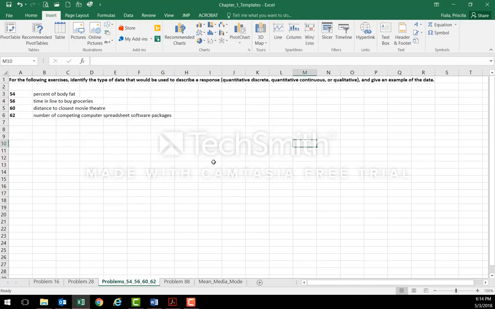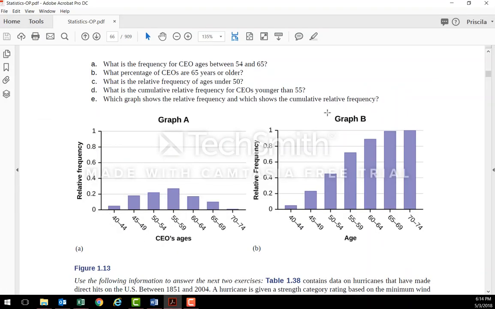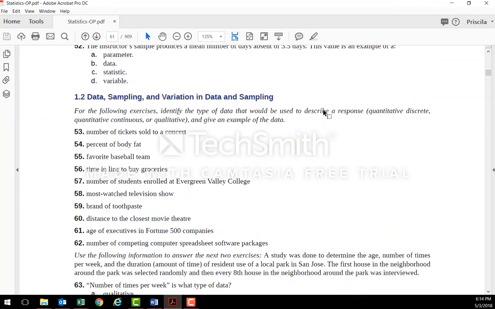And then we're going to go to the last ones, which are 54, 56, 60, and 62. They are all part of the ones that describe quantitative discrete, quantitative continuous, and qualitative, which I didn't mention to you yesterday. So let's go to your book and actually go back a little bit. Let's look at the first one. Right here, you have to identify. So which one's the last? We're not going to answer 54, 56, 60, and 62 because that's going to be your job.